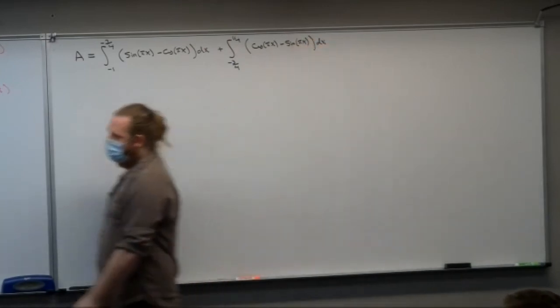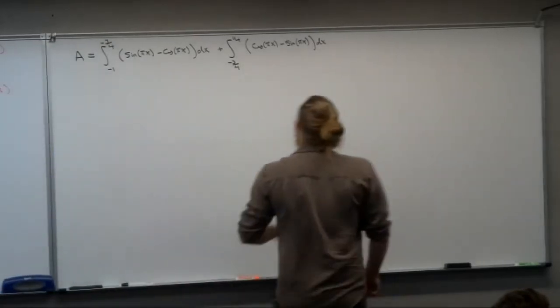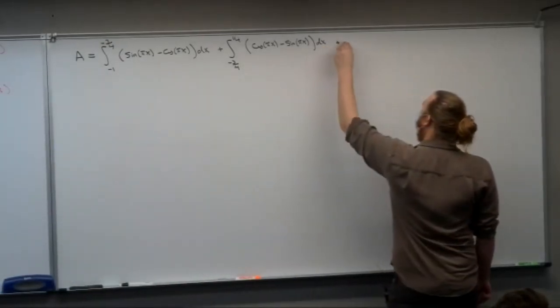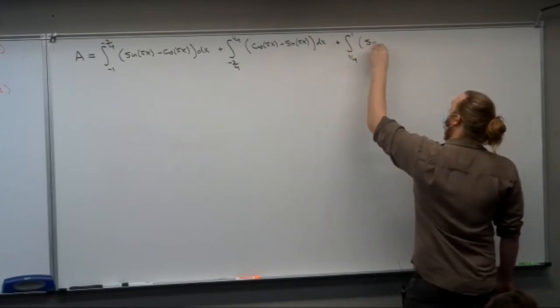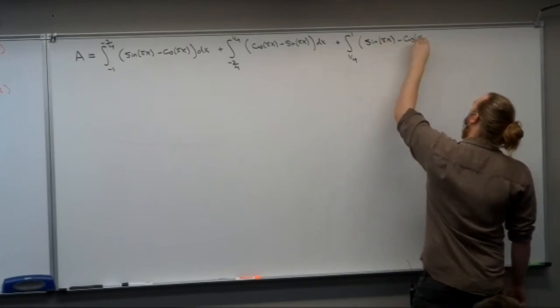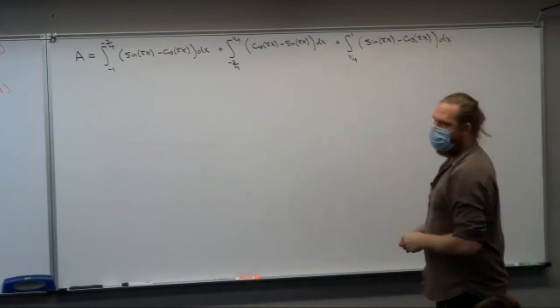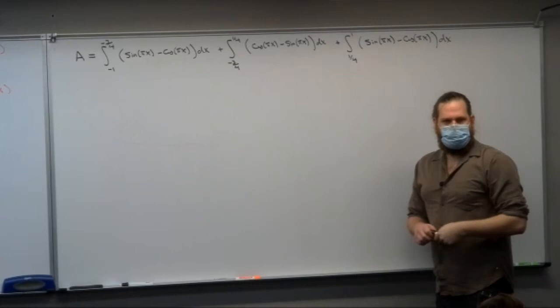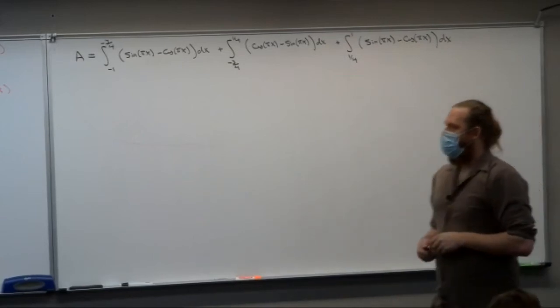And then add to that this last little chunk here, which is the integral from 1/4 to 1 of the pink minus the green, which is sine minus cosine again. But I don't want to compute these three integrals. I'm far too lazy for that. I also don't want to work with these nasty bounds as much as I can avoid them.